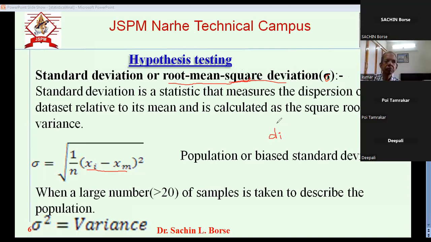You take the square, then you take the mean. So before taking the mean, what do we do? We take the summation. So we go in a reverse order, root mean square. You take the square first, then add, then divide by the number of readings. Then root. We have to take the square root.